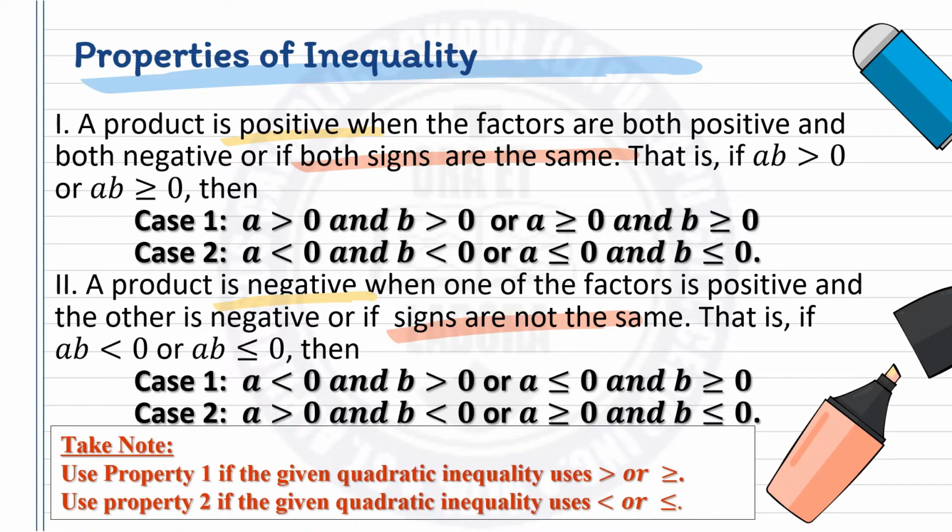Take note that we are going to use property number 1 if the given quadratic inequality uses greater than or greater than or equal to. We are going to use property number 2 if the given quadratic inequality uses less than or less than or equal to.